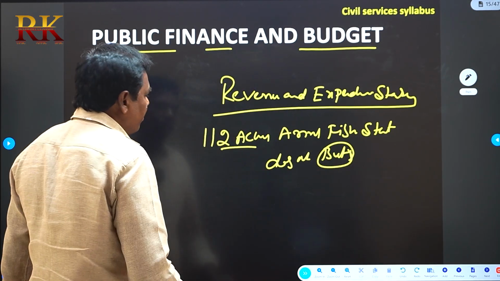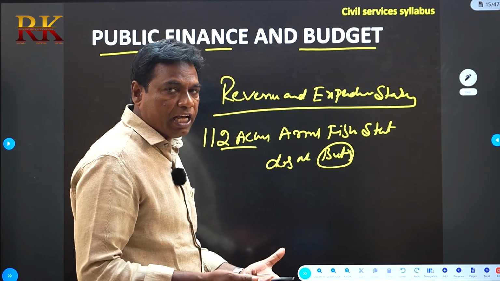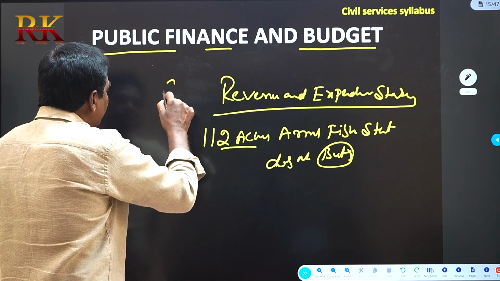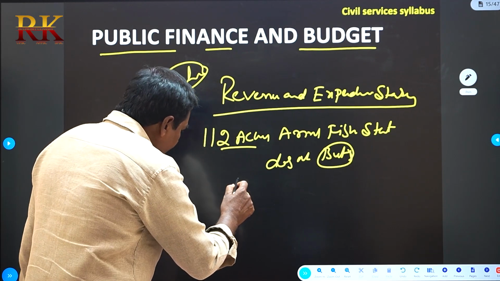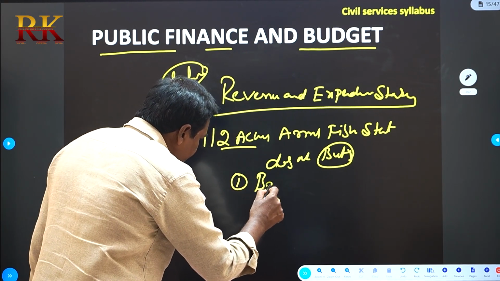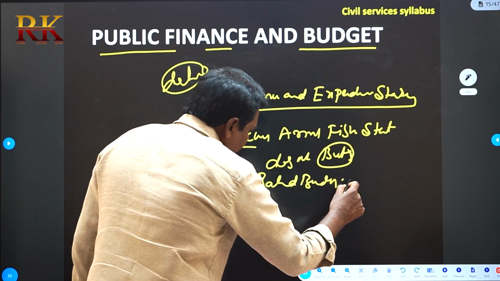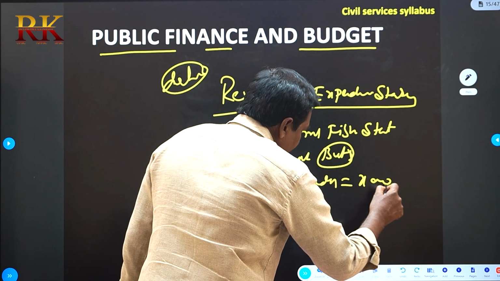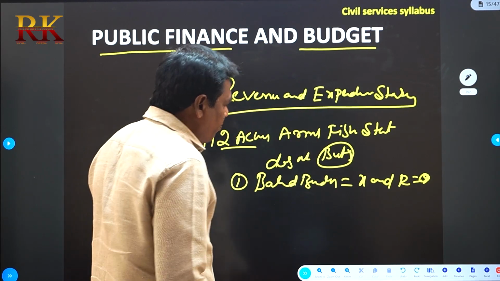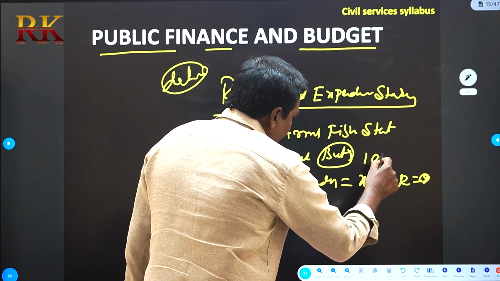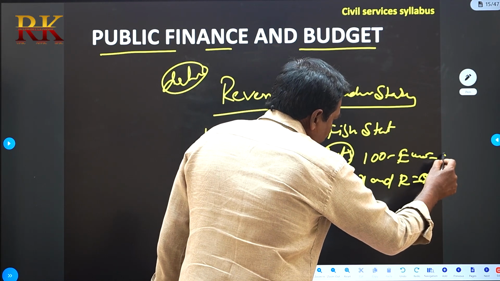The Indian budget is classified into three types, but India follows only the deficit budget. Budget number one, balanced budget. A balanced budget means expenditure and revenue are both equal. For example, if the government receives income of 100 rupees and expenditure is also 100 rupees, the difference is 0.